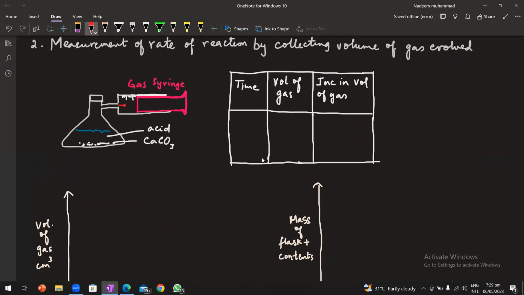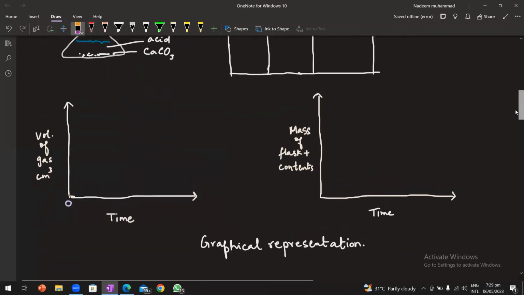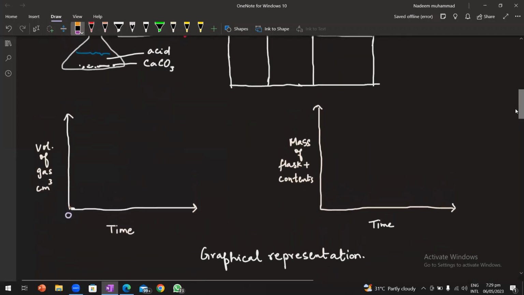Now, when you plot the graph, for example, if you want to show the graphical representation, over here, when you plot the graph, you take the volume of the gas along the y-axis and time along the x-axis.